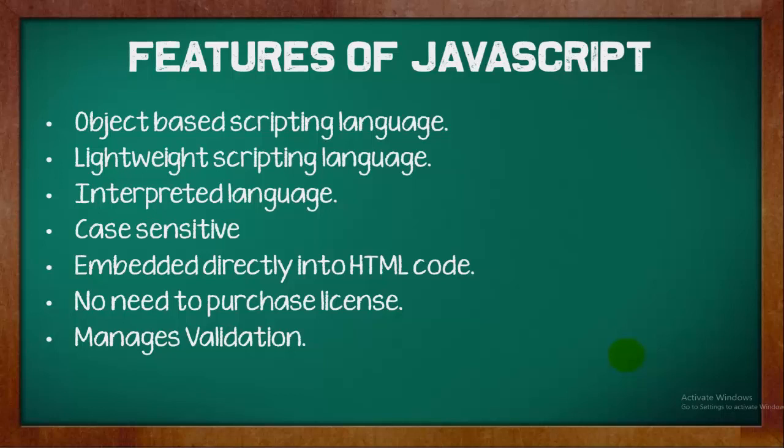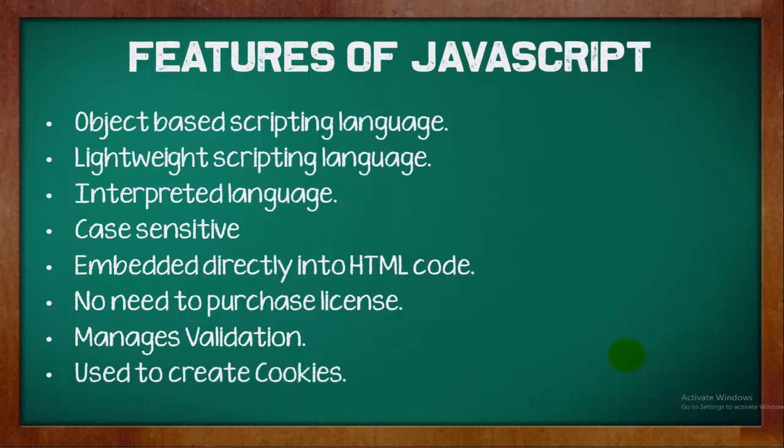JavaScript provides a facility for validation. Now, if you write some validation code in JavaScript, it will inform your user, sorry sir, you have to enter a minimum of 10 digits for the mobile number. You can't enter 6 digits. So it will validate, check, and inform the user regarding that. So that is one of the main features of JavaScript.